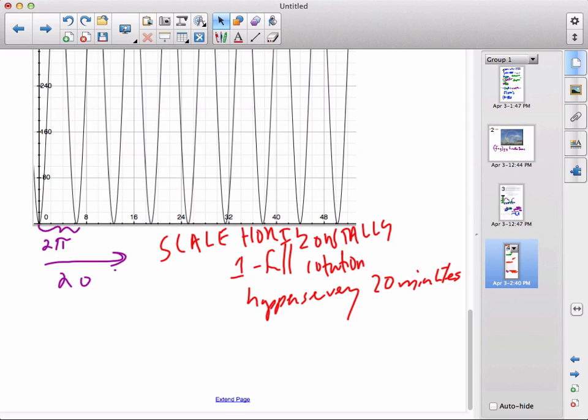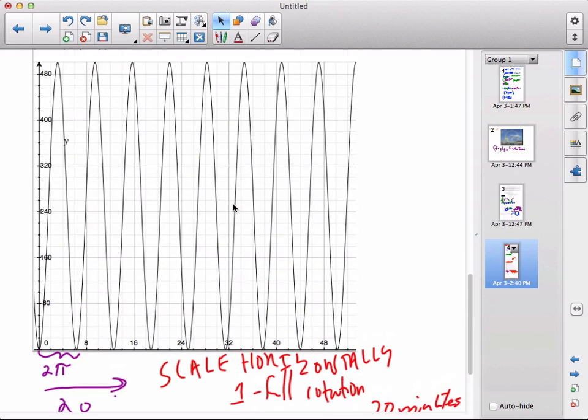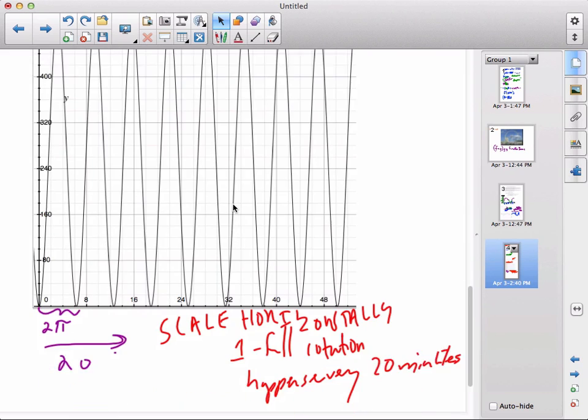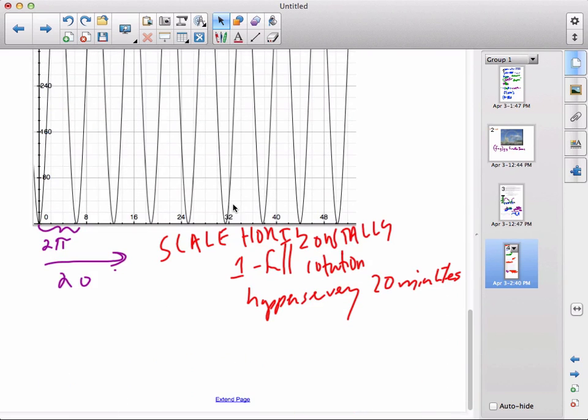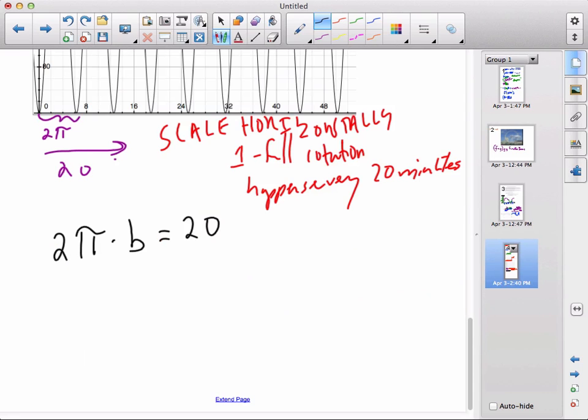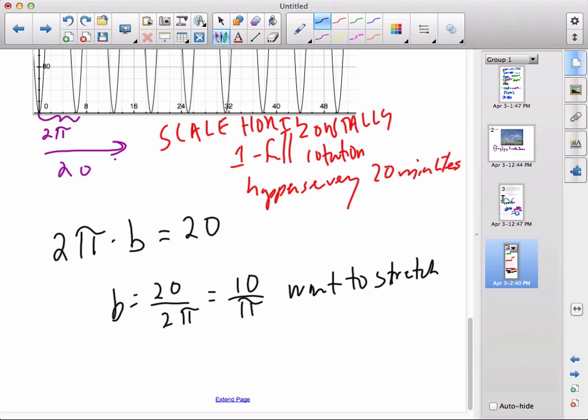So how, Sam, would you suggest making that transformation? Well, since we're trying to stretch it by a certain amount, we figure out what we would multiply 2 pi by to get it to 20. I like it. So 2 pi times some ratio, we'll call it b, equals 20. Yeah, and then we can divide both sides by 2 pi. So b equals 20 over 2 pi, which equals 10 over pi. Yes. So our stretching factor is 10 over pi, and we want to stretch the graph by that much.